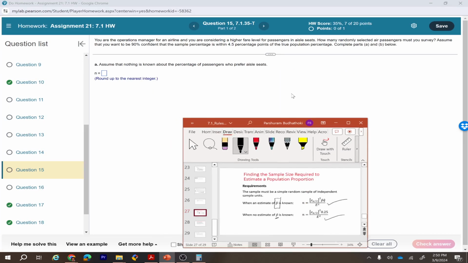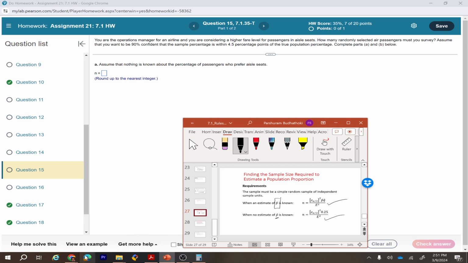So let's go back to this problem here. Do you have a given sample proportion? Assume that you want 90% confidence. That's the level. You have given 4.5 percentage points. That's the margin of error, but you don't have a given sample proportion. So you are going to use the second formula. For the second formula, you need to find out the critical value. So what is the critical value here for the 90%?